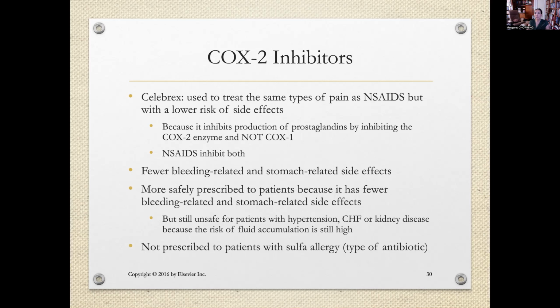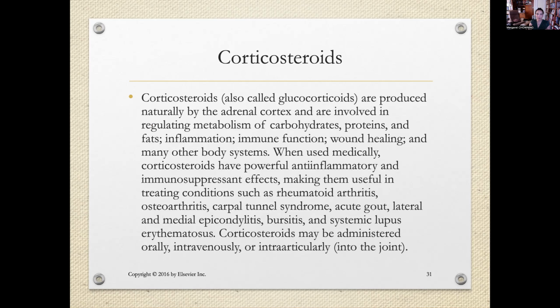But it's still unsafe for patients who have hypertension, congestive heart failure, or kidney disease, okay, because the risk of fluid accumulation is still high for this drug. And it's not prescribed to patients who have a sulfa allergy, which is a type of antibiotic. So Celebrex can be prescribed for patients where it's a little bit safer with bleeding related or stomach related side effects.